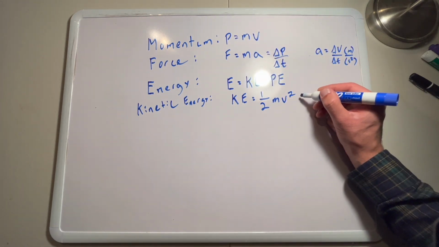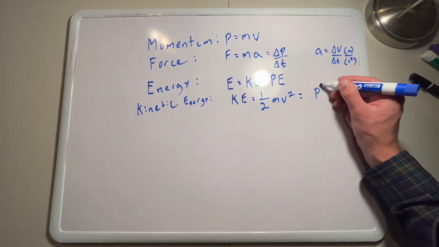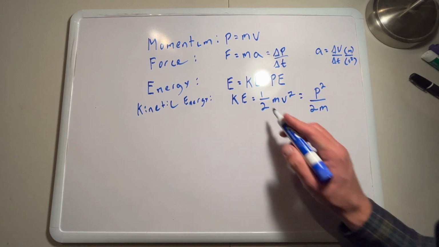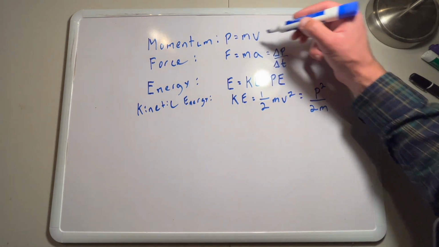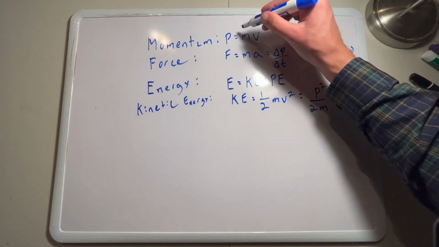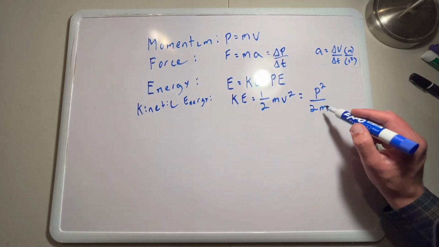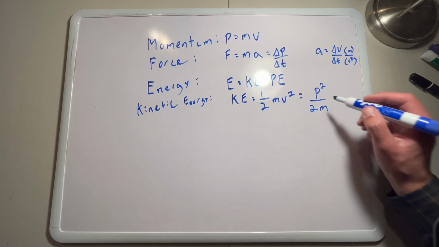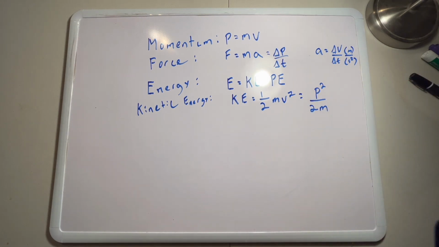There's actually a useful way you can rewrite that as momentum squared over 2m, right? So you still have that 1/2 there. We square the whole momentum. It's okay to leave the velocity, but then we have to take one mass out because we were squaring it. So that is another way you can write kinetic energy. That will be extremely useful later on.